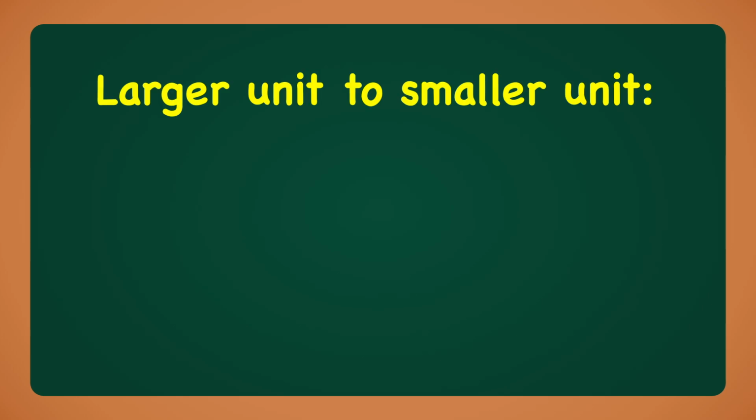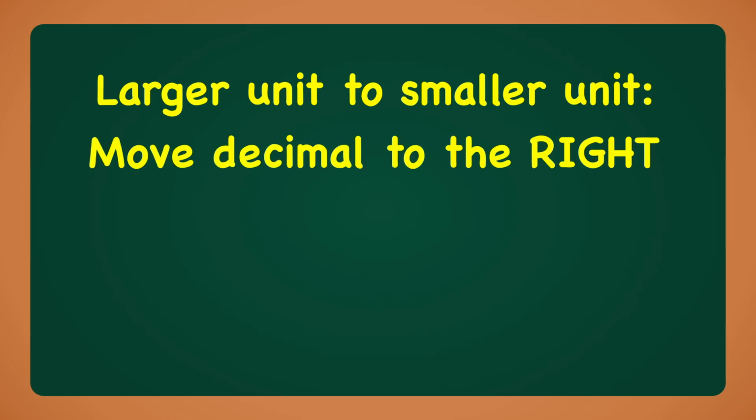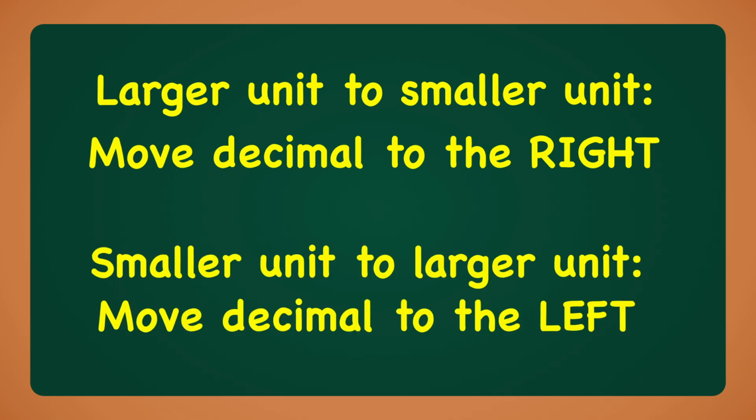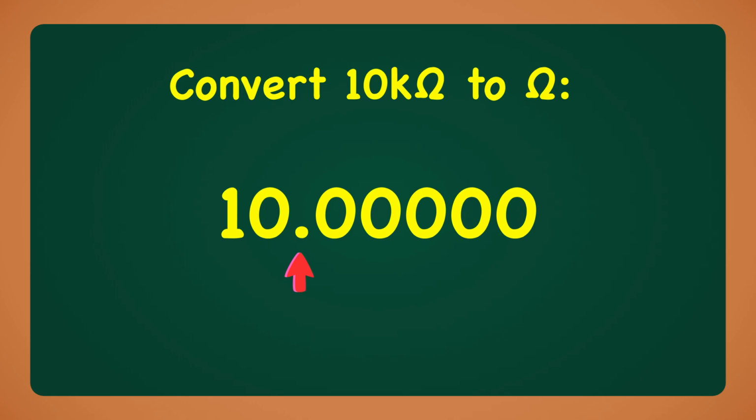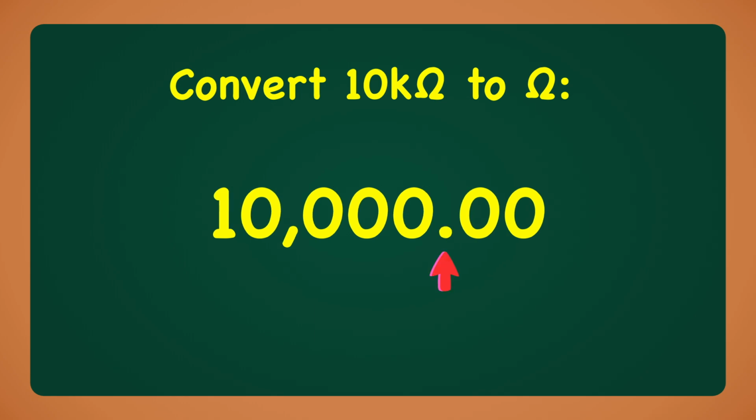As a general rule, when converting from a larger unit to a smaller unit, move the decimal point to the right. When converting from a smaller unit to a larger unit, move the decimal point to the left. In this example, we're converting 10 kilo ohms to ohms, so we move the decimal point 3 places to the right, giving us 10,000 ohms.